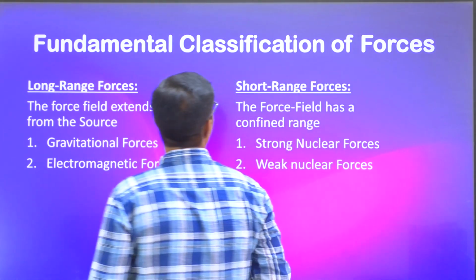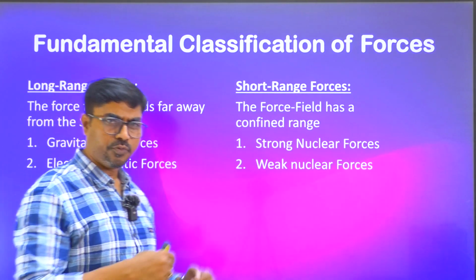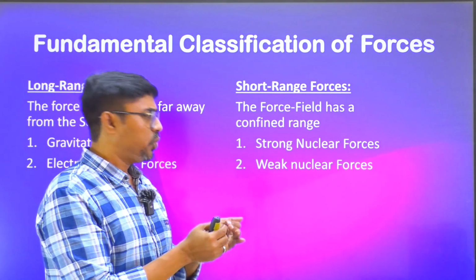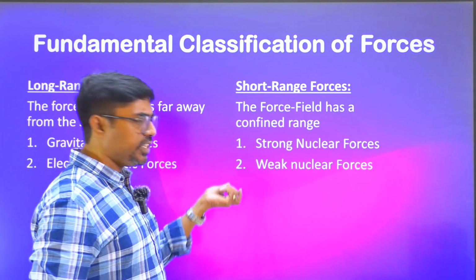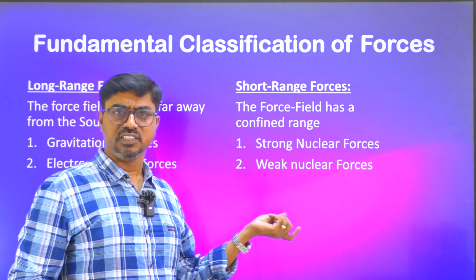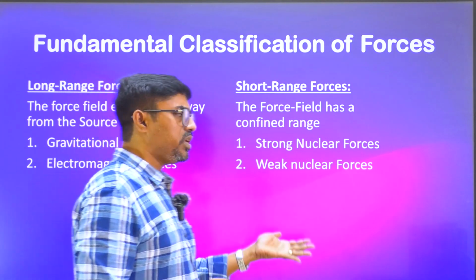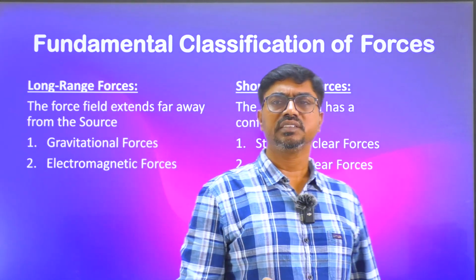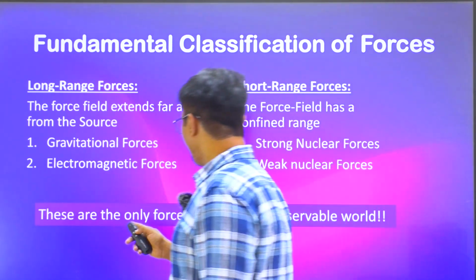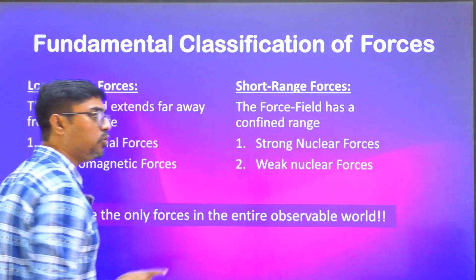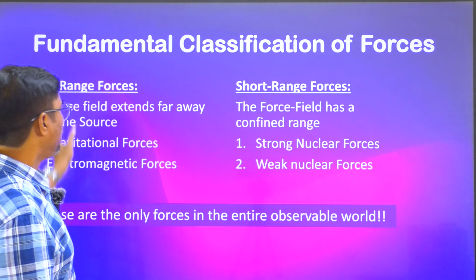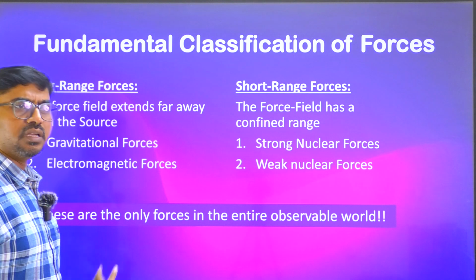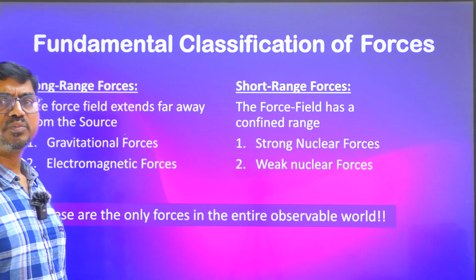The other category is short range forces, where they are confined only to a certain region within the nucleus: strong nuclear forces and weak nuclear forces. They are very strong, but they have a very small range as well. Only within that range will they appear, but at macro scale you cannot see them. And these are the only forces in the entire observable world. So fundamentally, any force that you observe has to fall into these categories only. There is no other category apart from this.